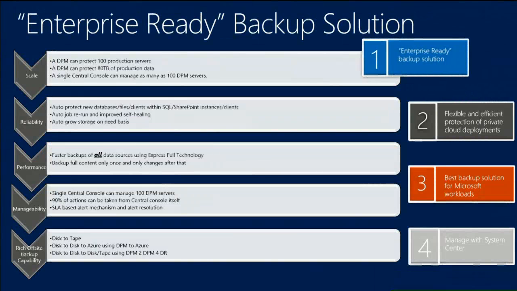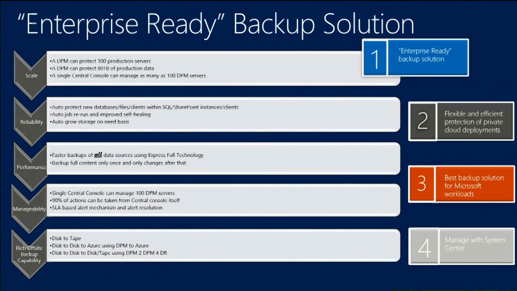So switching gears a little bit here, what does DPM do? DPM is an enterprise-ready application. Whether you call it scale, reliability, or performance, we have all the rich capabilities that you're looking for. If you talk about the scale, you can protect as many as 100 servers using one DPM server, or manage 80 terabytes of data using one DPM server. We can also have a central console concept where you can manage 100 DPM servers under one single pane of glass. So these kinds of scale capabilities are there.